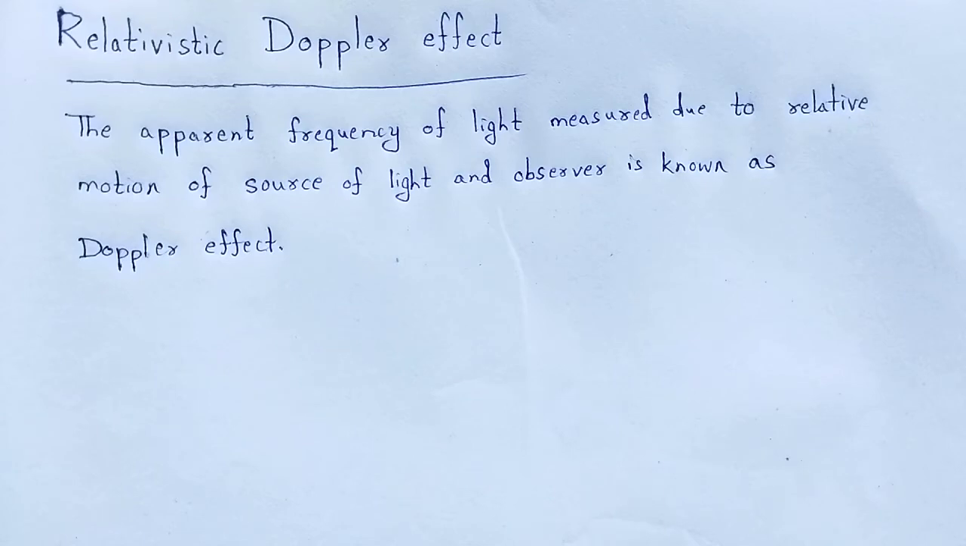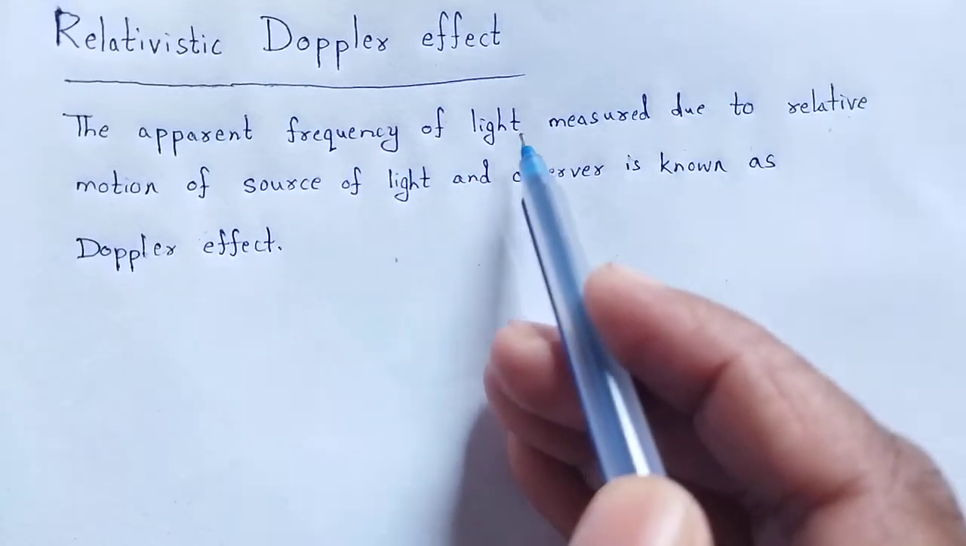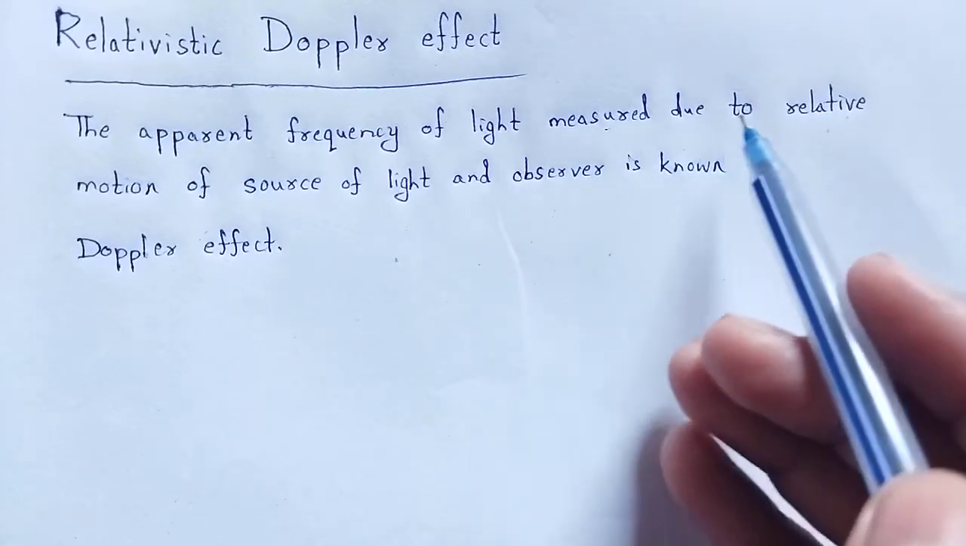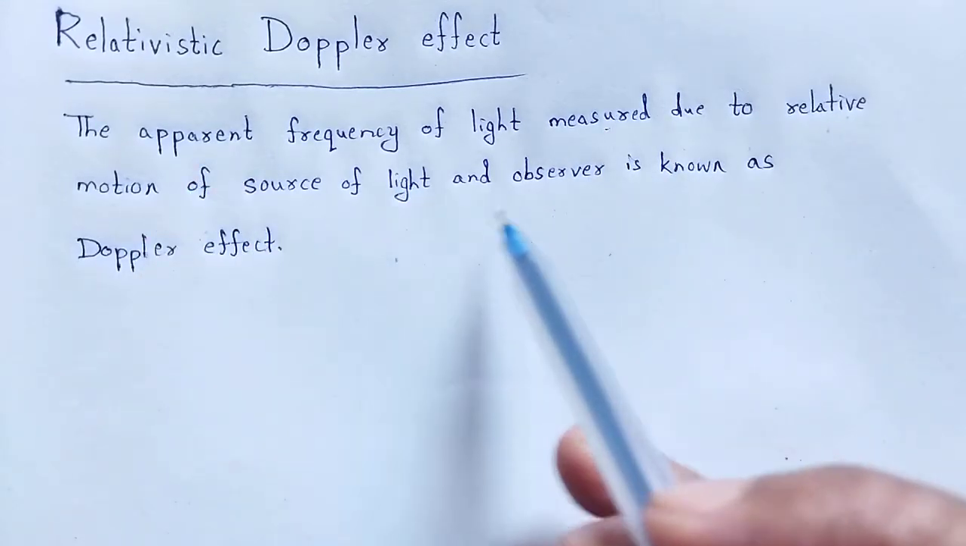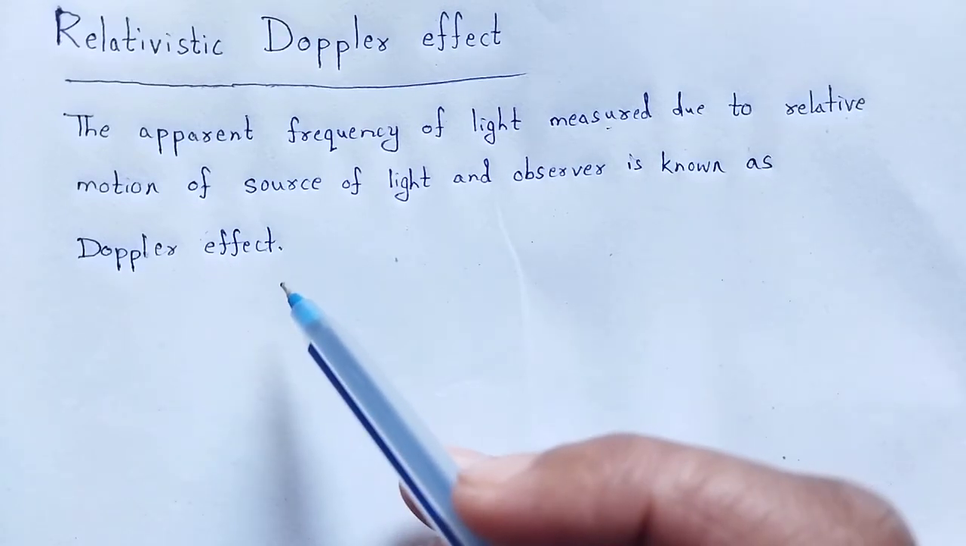In this video, we are going to discuss the relativistic Doppler effect. Let's begin. What is the Doppler effect? The apparent frequency of light measured due to the relative motion of the source of light and the observer is known as the Doppler effect.